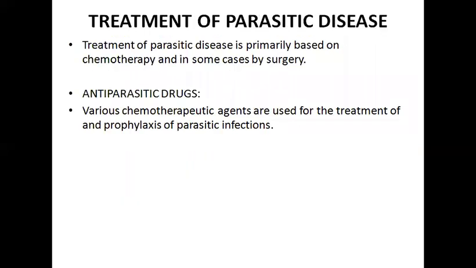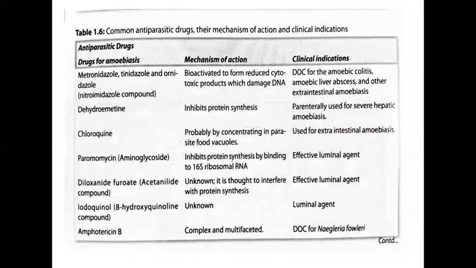Coming to the treatment of parasitic diseases. Treatment of parasitic diseases is primarily based on chemotherapy. Antiparasitic drugs are available, and in some cases surgery may also be required. Various antiparasitic drugs are used for the treatment and prophylaxis of parasitic infections. We can go through these slides. So we have a huge range of antiparasitic drugs which can be used against different parasites. So you can just go through these slides for a moment. So we have a range of antiparasitic drugs like metronidazole, chloroquine, paromomycin, amphotericin B, etc.